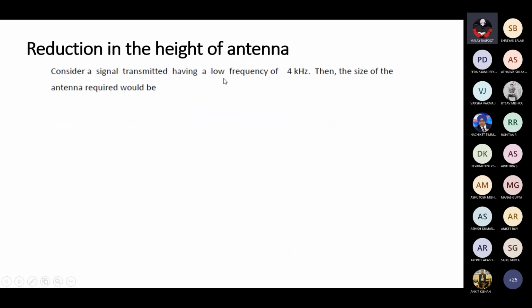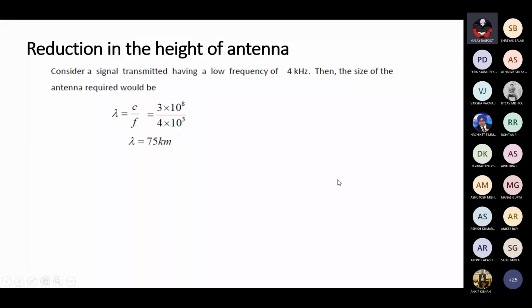Consider a transmitted signal having a low frequency, 4 kilohertz, let us take. Then the size of the antenna would be, so now we are going to calculate the wavelength, lambda equal to C by F. Lambda is proportional to the height of the antenna, which is around 75 kilometers. So it's practically not feasible.